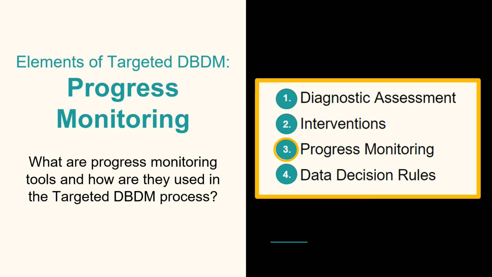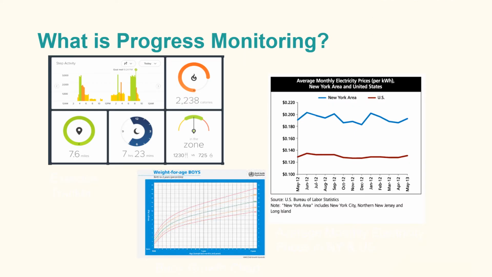Next, we'll discuss progress monitoring tools and how they are used in the targeted DBDM process. These are all examples of progress monitoring charts. You'll see charts tracking step activity, tracking monthly electricity prices, and weights of boys on average for each age group. What do all of these have in common? They track a quantity over time, and they're used to monitor and make decisions.